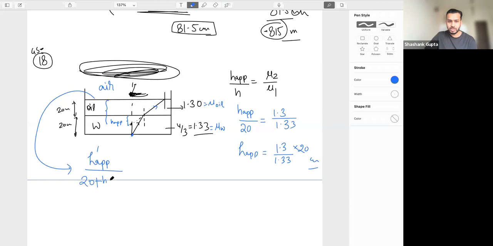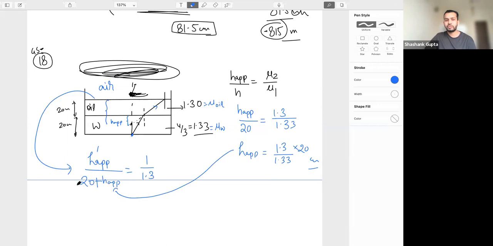H is given as 20 plus H apparent, which we had calculated just now, and this is equal to mu2 upon mu1. Mu2 is for where the ray is going. Where is the ray going? In air, so air refractive index is 1. Oil refractive index is 1.3. For everyone, it is a virtual image. Nothing is a real image in this case. So H apparent dash, we can get to know the value. That's it, this is your answer.